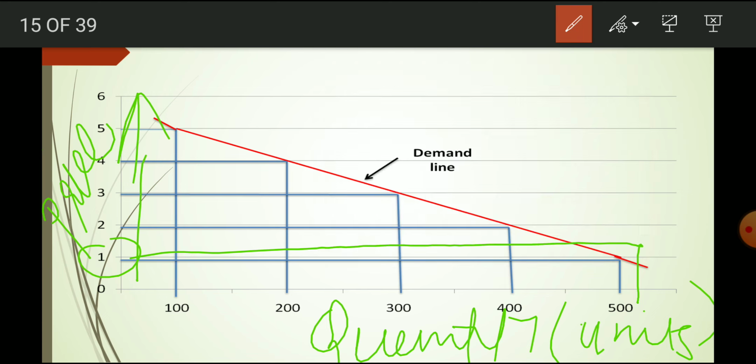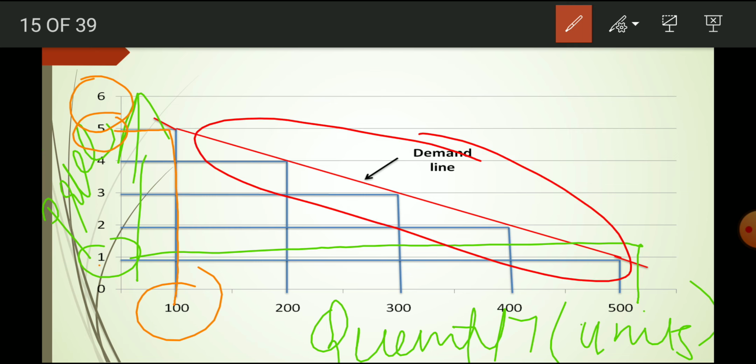But when price increases, here is 1, here is 6. Price is 6 rupees. For example, when price is 5 rupees, demand will be only 100 units. So whenever price is increased, demand will reduce. Whenever the price of the product increases, you demand fewer goods. So here is the demand line. The demand line always slopes downwards from left to right.